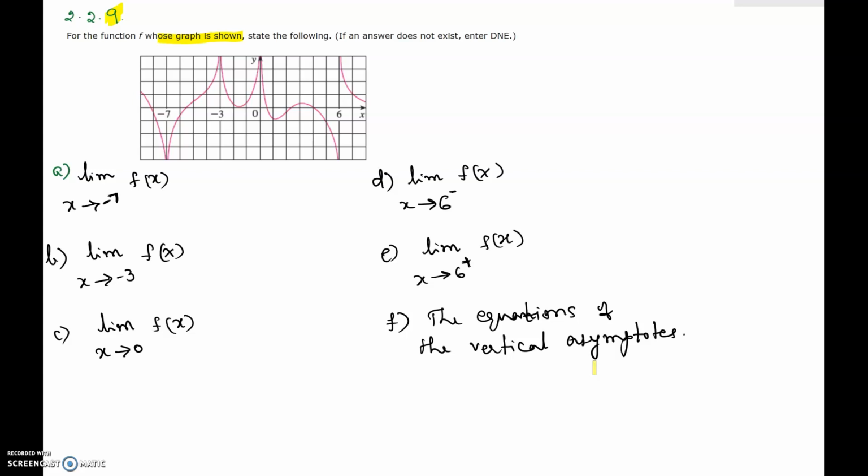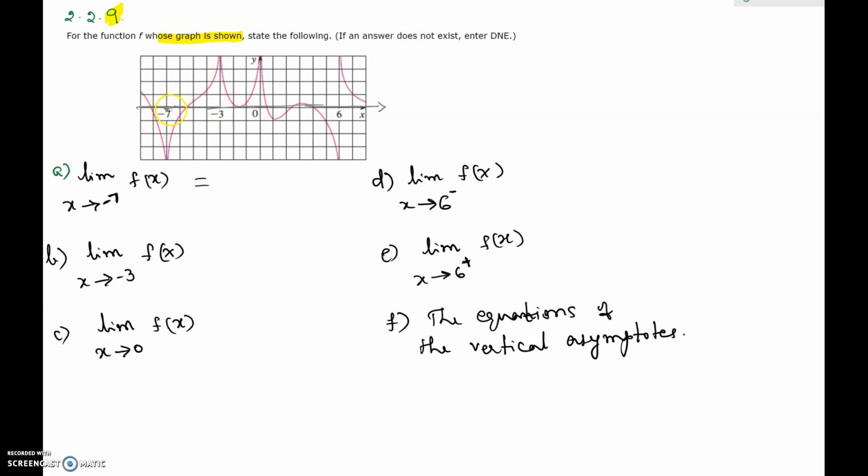So let's start one by one. Part A is asking limit as x approaching negative 7 of f of x, which means we have to look at negative 7 and allow x to approach negative 7 from either side. So this is our x-axis, and negative 7 is here. We approach negative 7 from either side along the x-axis and see what happens to the graph.